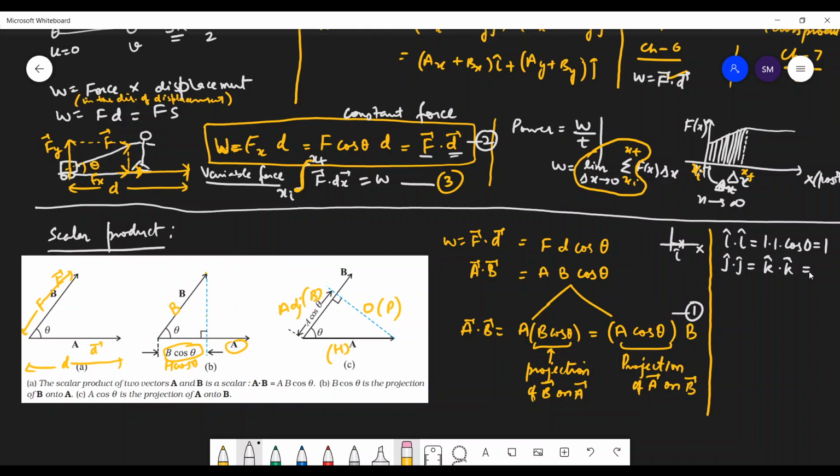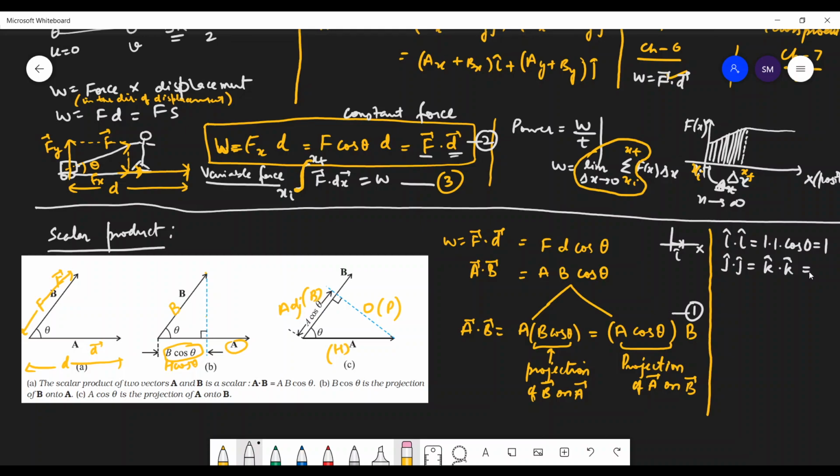What about v dot v? That is very important. So v dot v is magnitude of v, and again magnitude of v, and then the angle between them. If they are the same, the angle between them will always be 0, and cos 0 is 1. So the answer will be v square. So this is another important thing that we'll be using.